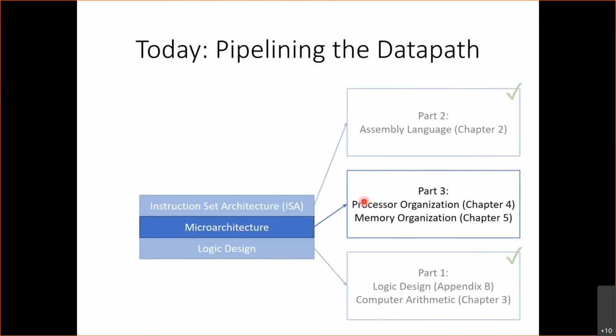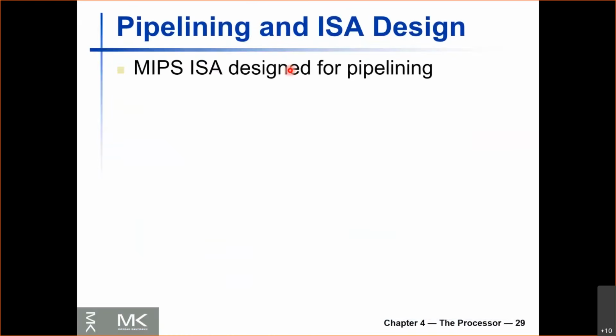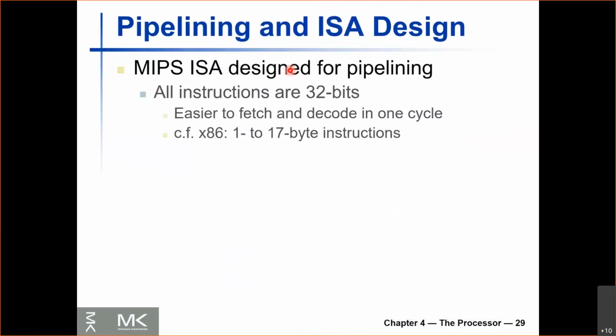So the term MIPS pipeline, the MIPS ISA is designed for pipelining. What do I mean by that? When we pipeline, we want to divide the different parts of the data path into stages. And the MIPS ISA is designed in a way where these individual stages take a little amount of time.